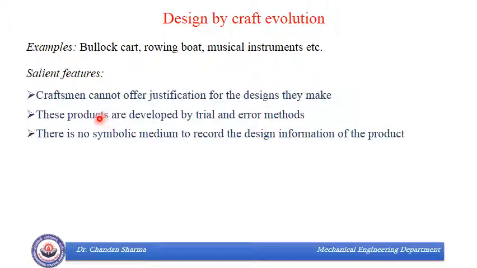Secondly, these products are developed by trial and error method. Third, there is no symbolic medium to record the design information of the product.